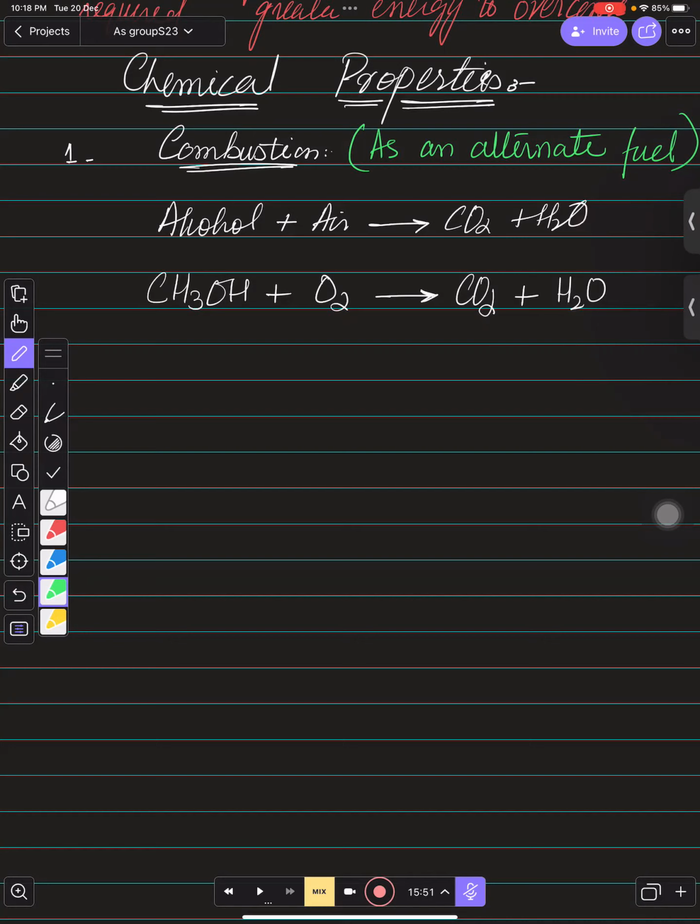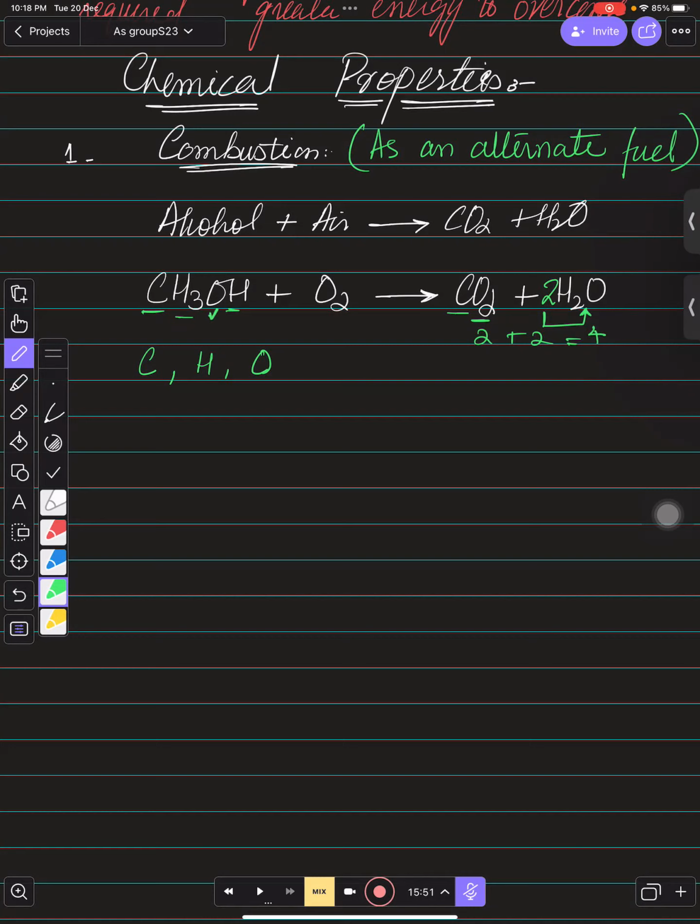Now the balancing matters. You need to keep in mind first carbon, then hydrogen, and then oxygen. So right now the carbon is 1, it's already balanced, and the hydrogen are 4. So we need to write 2 over here. Now the hydrogen is balanced, but you need to see the oxygen. The balancing in oxygen is a little bit different. You can see we have 2 oxygen over here and 2 over here. So total on the right hand side, we have 4 oxygens. But on the left hand side, we already have 1 over here.